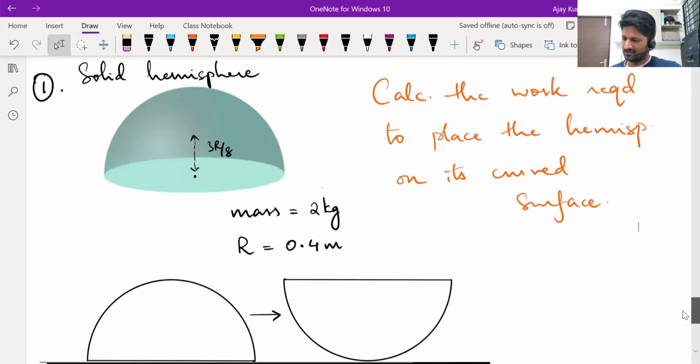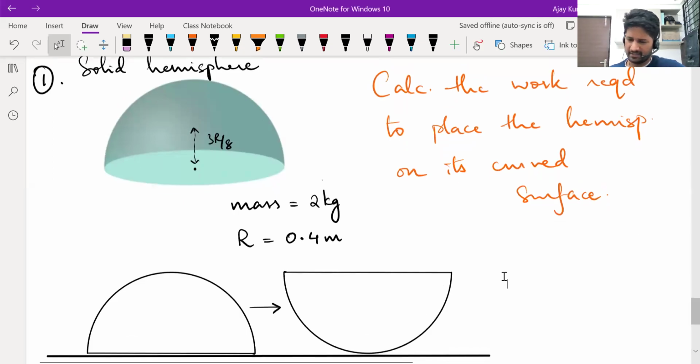Pawan, how are you trying to solve this? Did you get any idea? No, sir. Okay. Aishwarya, what about you? Sir, I wrote change in potential energy is negative of work done. Okay, that is a good idea, but there's a problem with the implementation. We'll come to that.